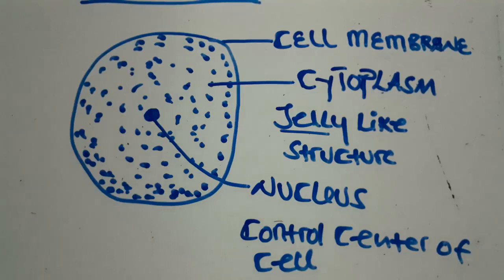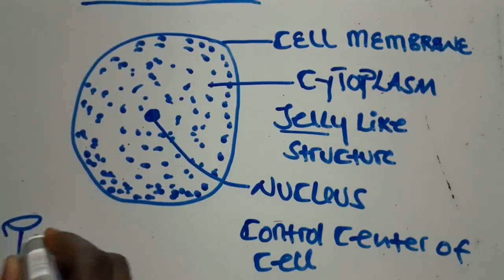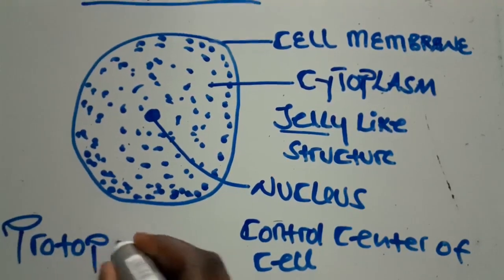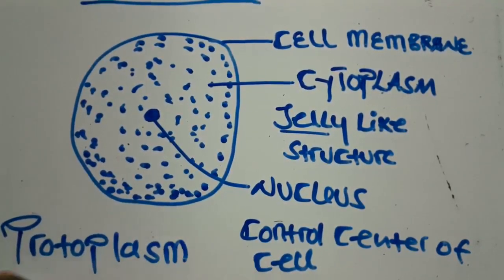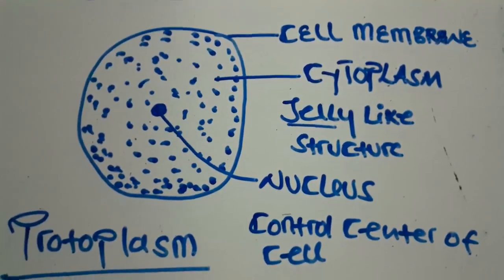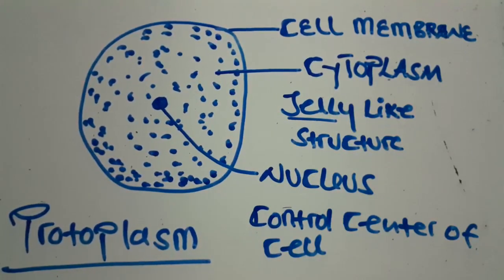And these three parts make up what they call protoplasm. Okay, these three parts make up what is called protoplasm. So if they tell you to list down the parts which make up protoplasm, you ought to write a cell membrane, cytoplasm, and a nucleus. So these are the three parts which make up protoplasm.